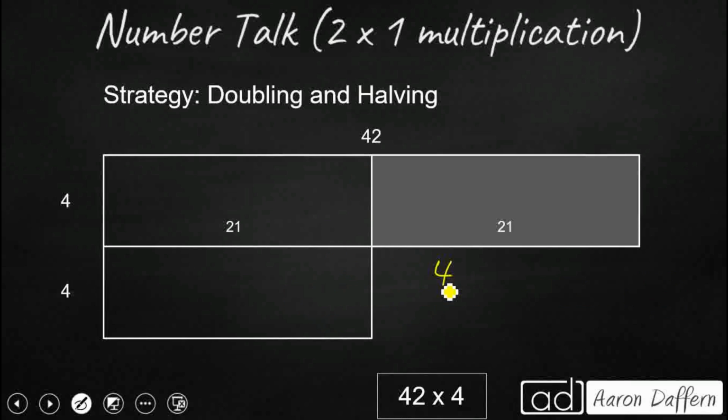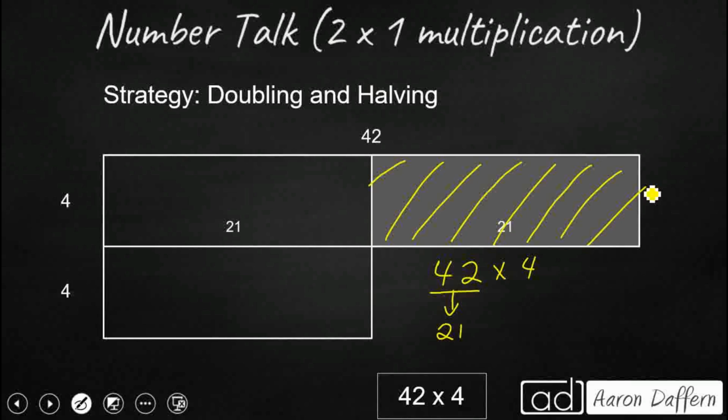Another really cool way that we could solve this is doubling and halving. So we're going to take our 42 times 4, and we're going to double one of our factors and halve the other one. So what I want to do is I want to take this 42 and I want to cut it in half. So I'm going to take it down to 21.